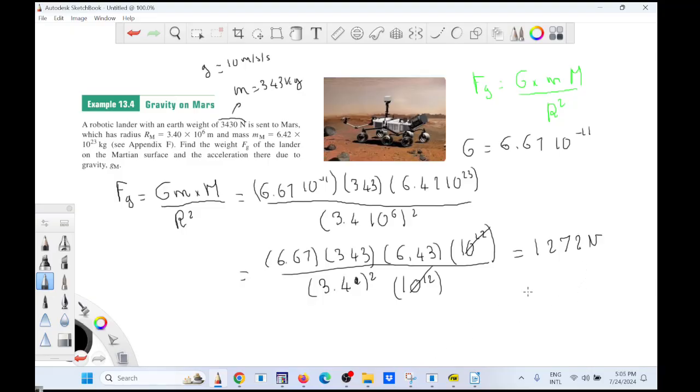So I forgot where I am. Okay, 1270 Newton, about. It's going to be about 1270 Newton. Okay, so that answers the first question. The acceleration due to gravity.